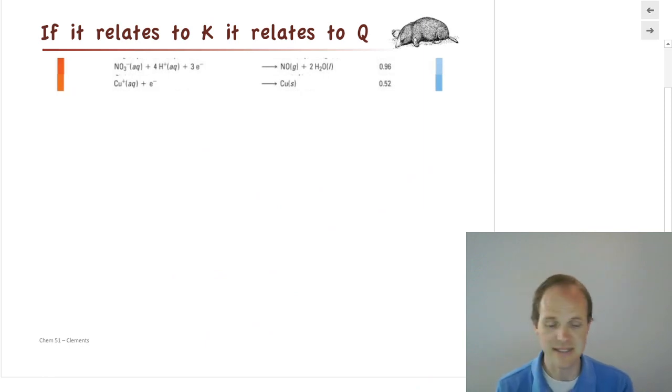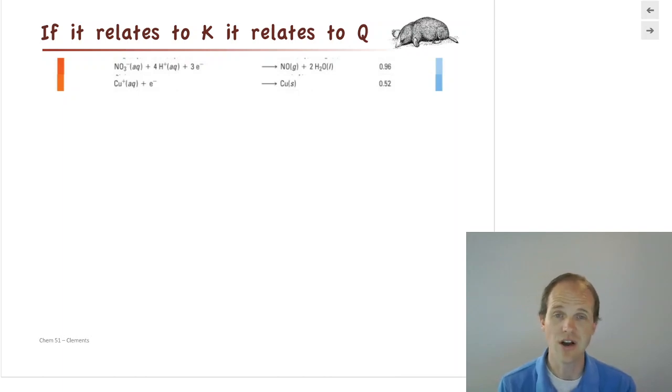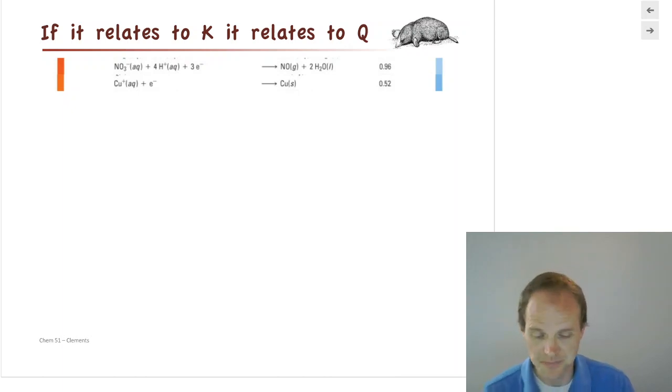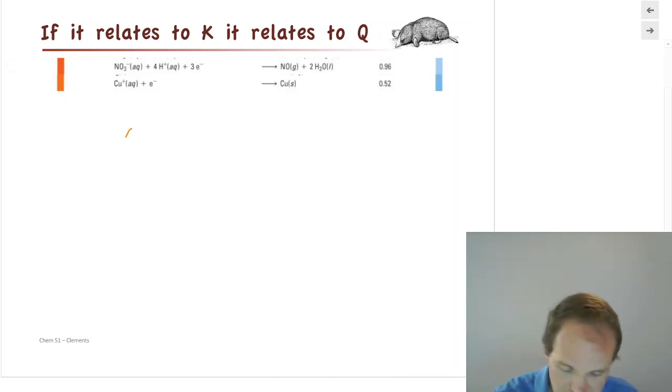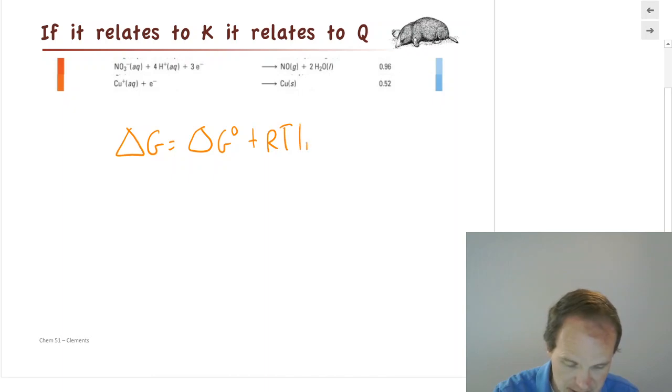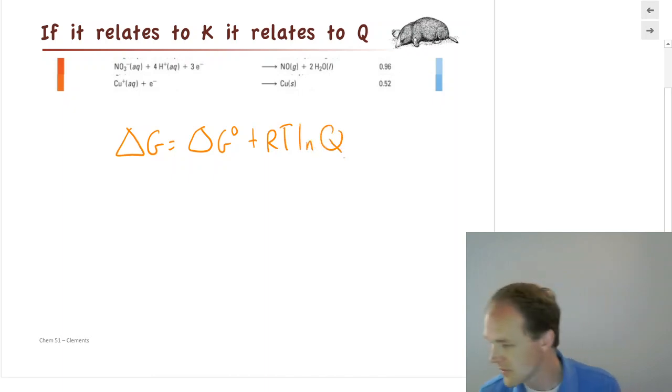All right, so our next thing says, hey, look, if we can relate something to K, our equilibrium constant, we can also relate it to Q, which was, remember, the same form of the equilibrium constant, but when we didn't know, or were certain, that it was not at equilibrium. And so we had this expression, delta G equals delta G naught plus RT natural log of Q.